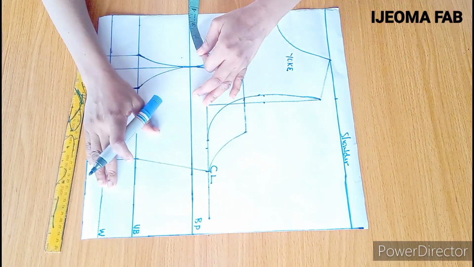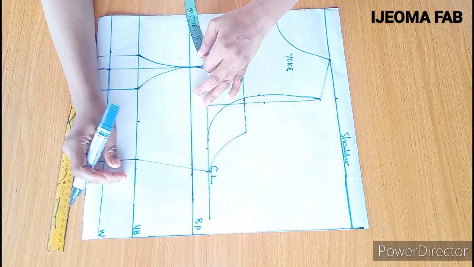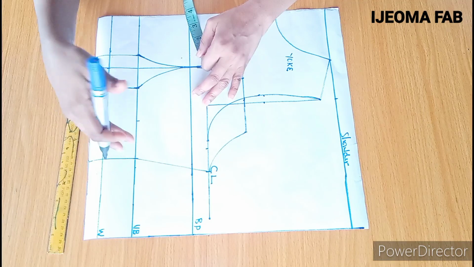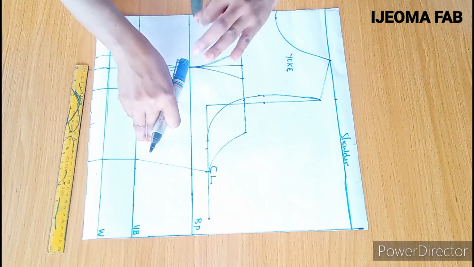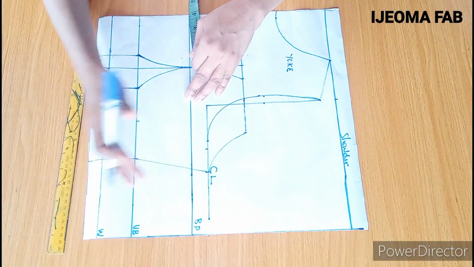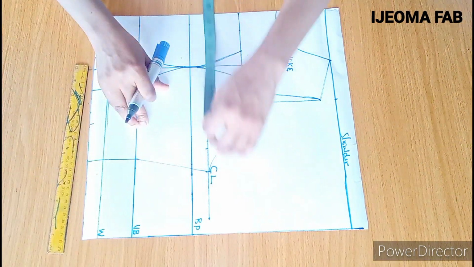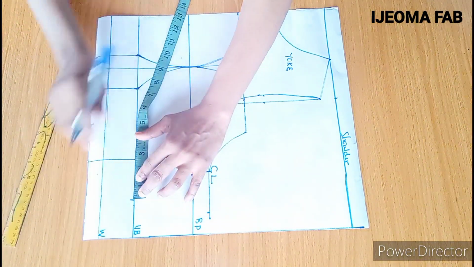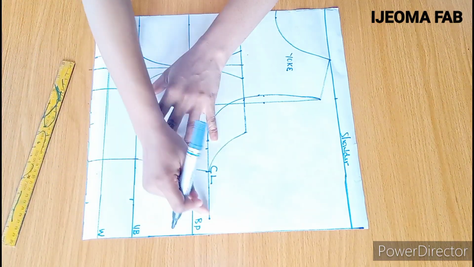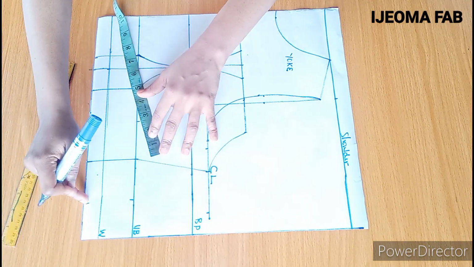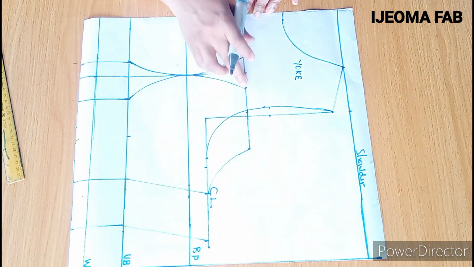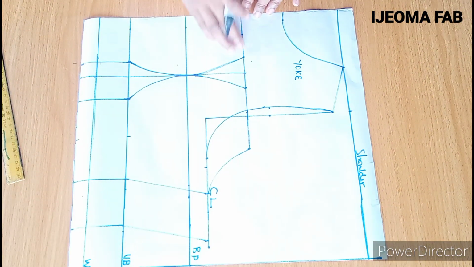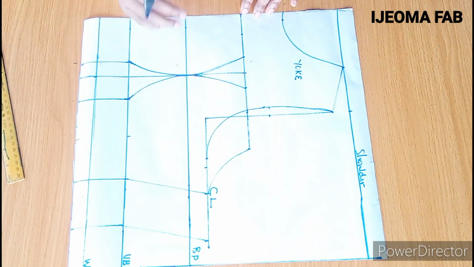So after doing this, you can go ahead and add your allowance. So if you don't want to add your allowance on your pattern, you can go ahead and add it directly on your fabric. But I'll be adding a 2.5 inches allowance all through. So I'm going to connect the dots. So on this line here where the yoke ends, you can decide to leave it straight this way or give it any shape of your choice.